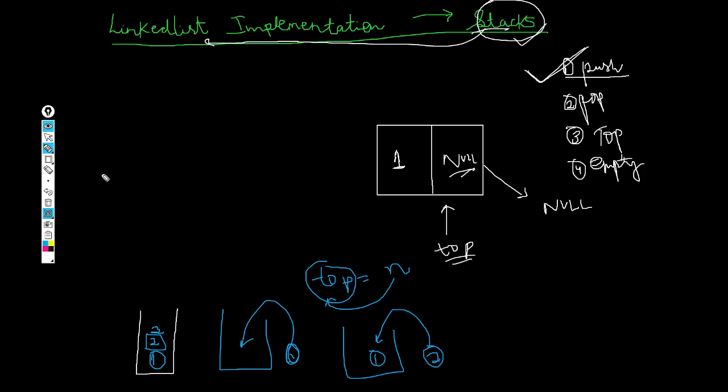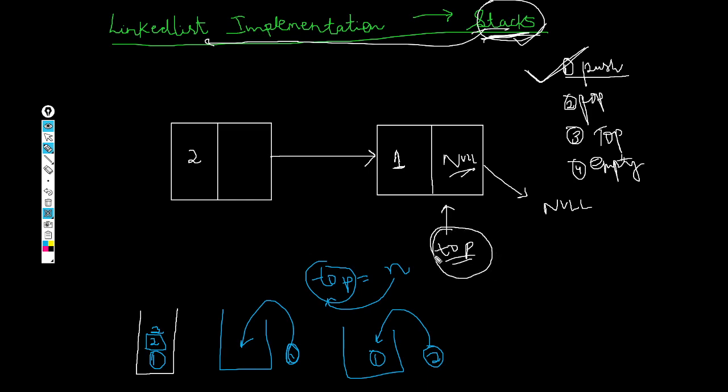So we want to insert 2. What we'll do is we'll create another node. We'll follow the same procedure. In the data part, we'll put 2 inside of it, and in the next part, we'll connect this node to the node which is already a part of the stack, right? Which is already a part of our stack, which is this node. So what is the address of this particular part? This is nothing but whatever is pointed by the top pointer.